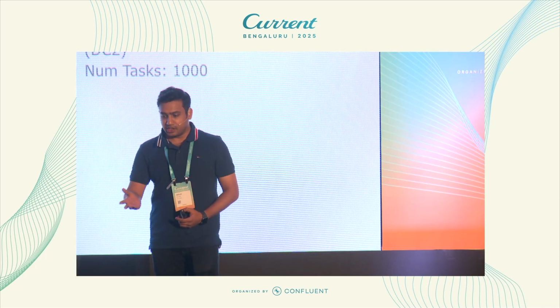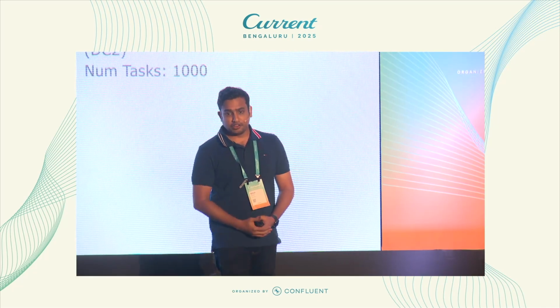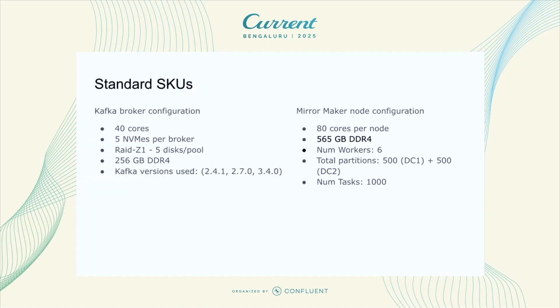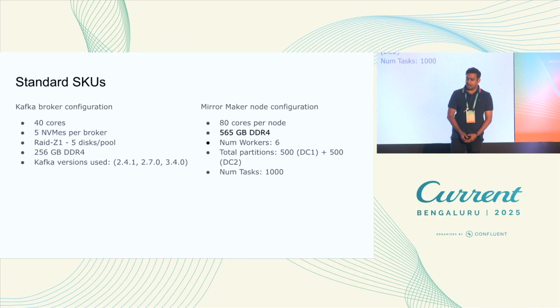These are the standard SKUs for the previous cluster which I showed. Each Kafka cluster runs on 40 cores, with RAID Z1 configured, where 5 NVMe disks are there, 5 disks per pool. Each Kafka broker has 256 GB DDR4 memory, and these are the various Kafka versions used at PhonePe. And this is a typical MirrorMaker node configuration we have. It runs on bare metal, with 80 cores per node and 560 GB RAM, and it's a 6-node cluster, so the number of workers is set to 6.